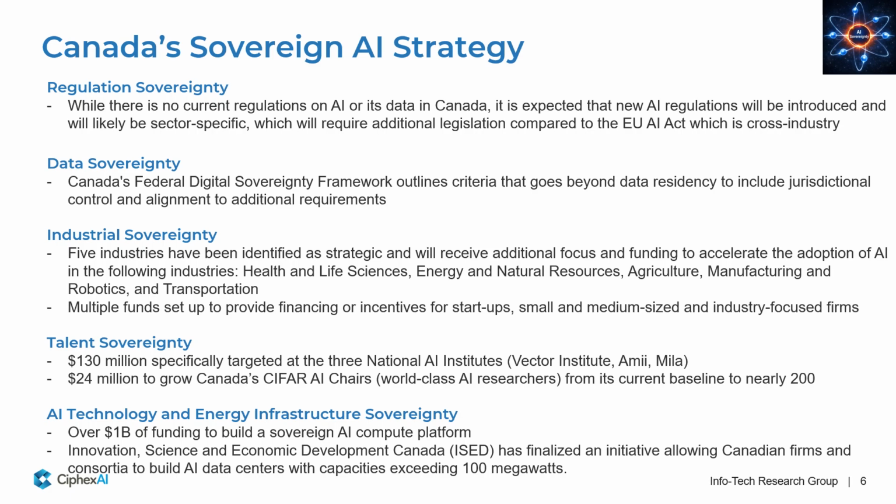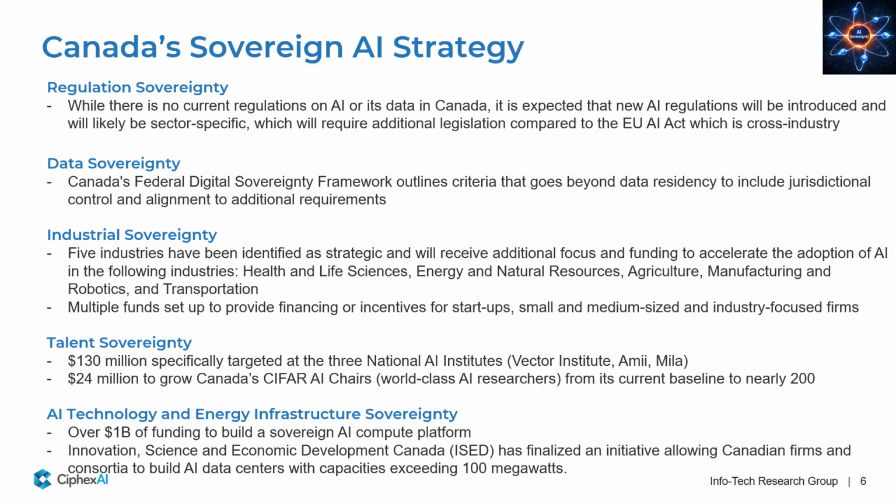Industrial sovereignty. The AI for All strategy has identified 5 key industries, and they are in no particular order: health and life sciences, energy and natural resources, agriculture, manufacturing, robotics, and transportation. Lots of funding for these industries, as well as funding that targets startups, small and medium-sized businesses.